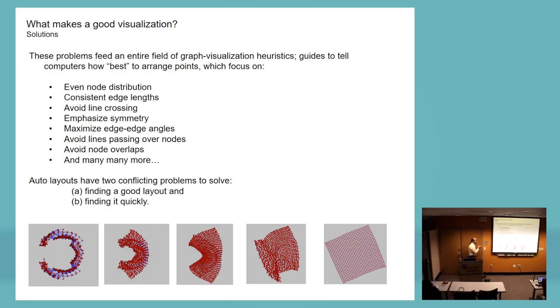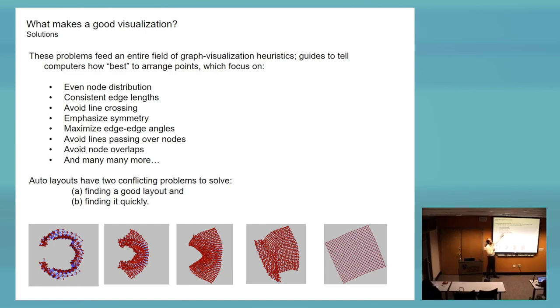And so each of these kinds of problems have given rise to a set of heuristics that computer programmers have built into network visualization software to try to highlight one element or another. So for example, we might want to have consistent edge lengths, that if I'm one step from you, I should be one length from you. So a step should equal a length. I might have a layout algorithm that really prioritizes a consistent edge length, but that's going to lead to lots of line crossings. Another thing that makes an image nice, so I can trace paths around, is to avoid line crossing.